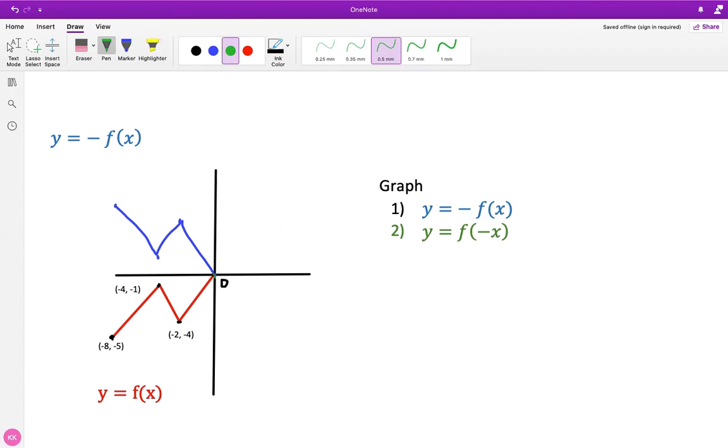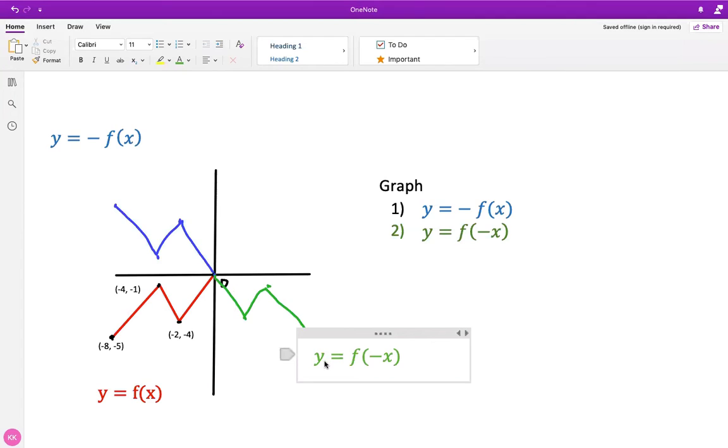Starting from here, this point right here, negative 2 and negative 4: after I reflect this point in the y-axis, I get the new point in this position, right? And also negative 4 and negative 1: after I reflect this one, I get this point at this position. Negative 8 and negative 5, if I reflect in the y-axis, I get the new point approximately at this location. I connect these points together and I get the new function. This function right here is what we call y equals f of negative x.